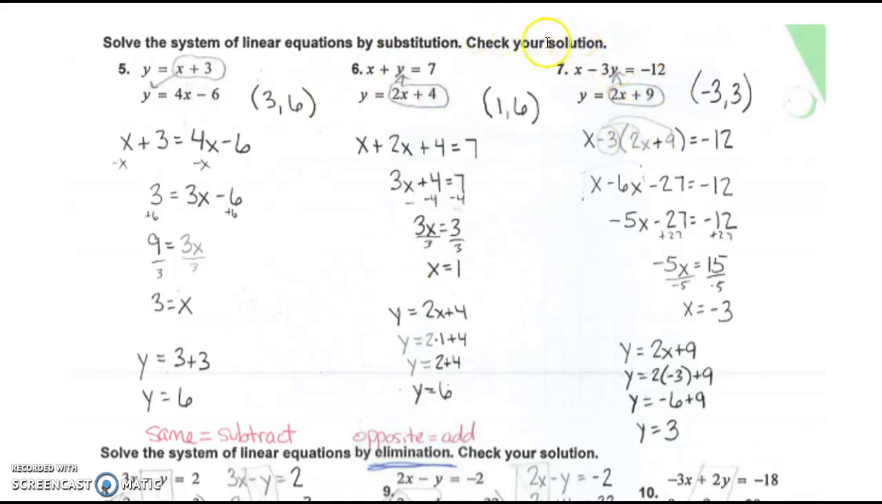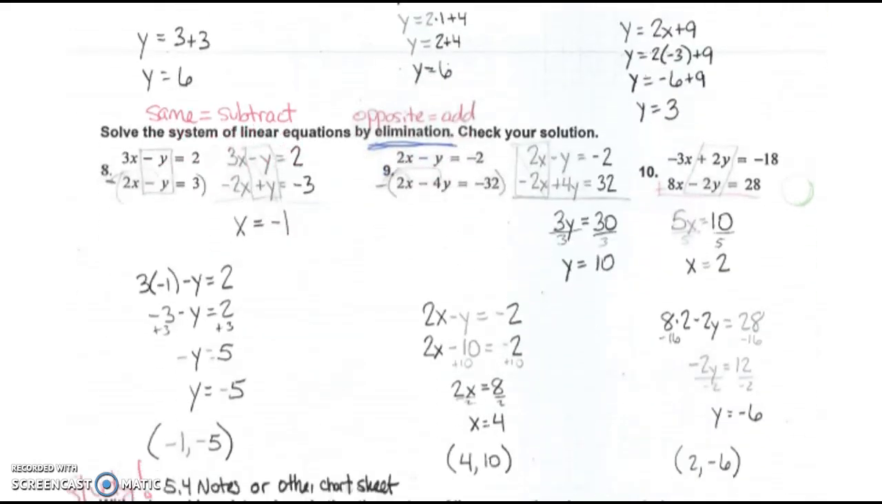On all of these, it says check your solution. So especially on your test, you can plug, say on this one, plug this in for x and this in for y to both equations to make sure that it works. If it works in both of them, you're correct and you move on. If it doesn't, you're not, and redo. Sometimes it's best just to erase. All right, moving on down to these types.